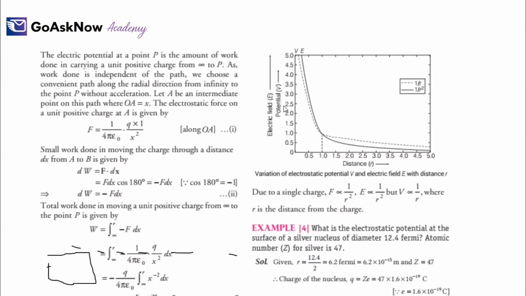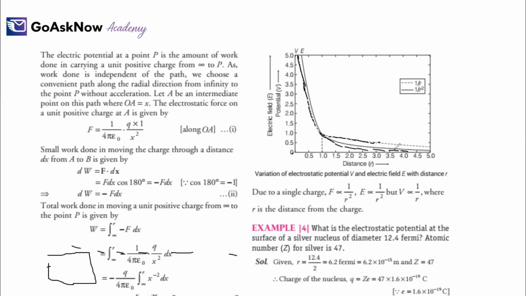So here is the graph of V and E with respect to distance. Just see that both the graphs are hyperbolic in nature, but the slope of this V versus R graph is steeper in the range 0 to 1. Okay, because in 0 to 1 it is steeper, and after that it will have less slope than the E versus R graph after one point.